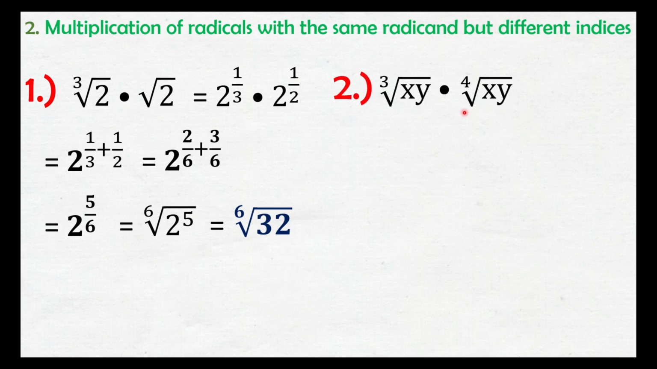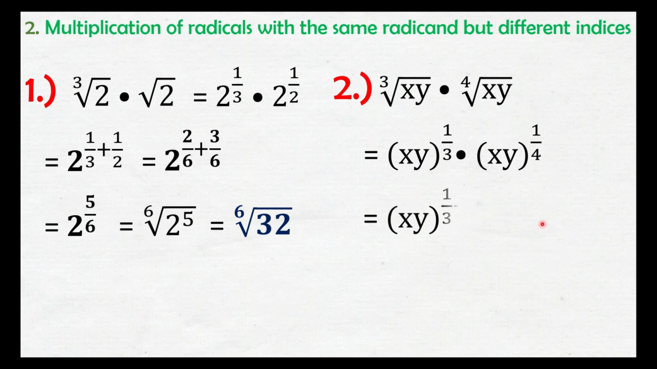Example number 2, cube root of xy times 4th root of xy. So, hindi magkapares ulit yung index nito, pero magkapares yung radicand. So, again, transform lang natin sila into exponential form. So, we have quantity xy raised to 1 over 3 and quantity xy raised to 1 over 4. Tandaan na napaka-importante nitong parenthesis na ito. Kasi kapag walang parenthesis yan at naka-raise yan sa 1 over 3, parang yung y lang yung naka-raise sa 1 over 3 at hindi kasama si x. So, kailangan naka-parenthesis yan. Parang naka-include din si x sa i-raise nating exponent niya.